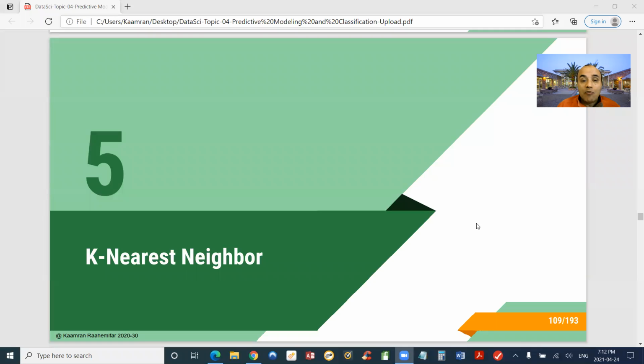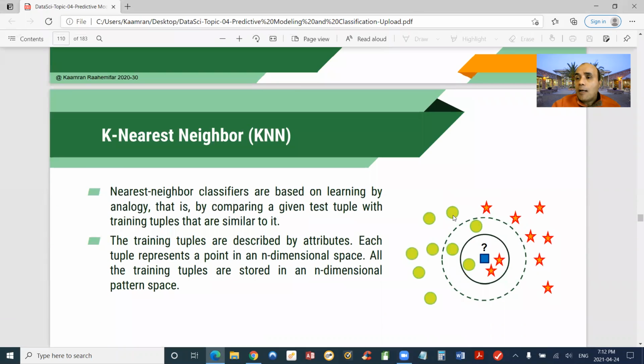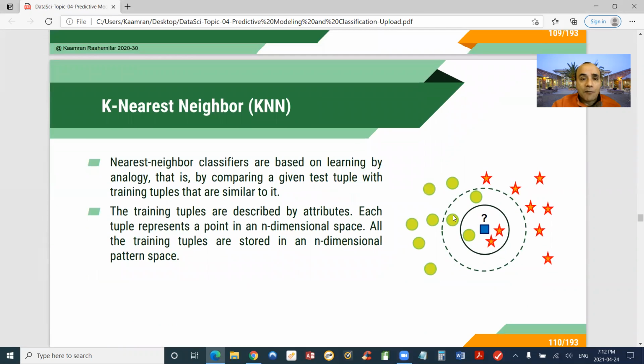I think you are quite familiar with this topic, K nearest neighborhood. We have spoken of this in the past. We talked about Euclidean distance in a previous recording. This is going to serve as a refresher slide, I would say.